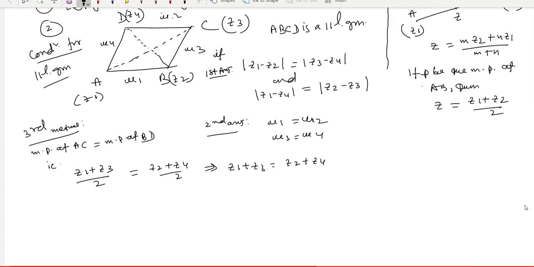Gradually proceed to write for a parallelogram. Okay, now for a rhombus. What will happen for a rhombus?